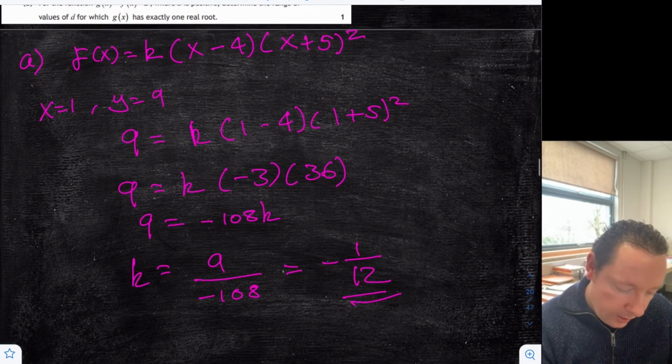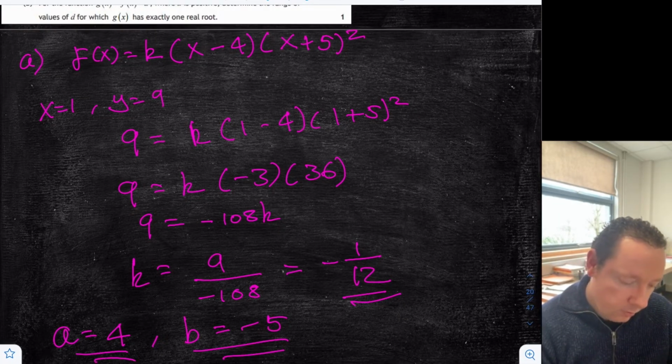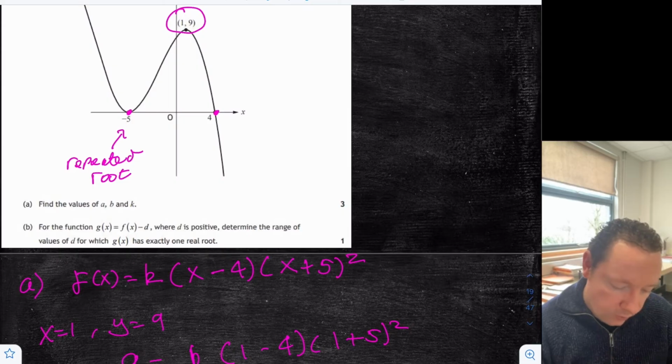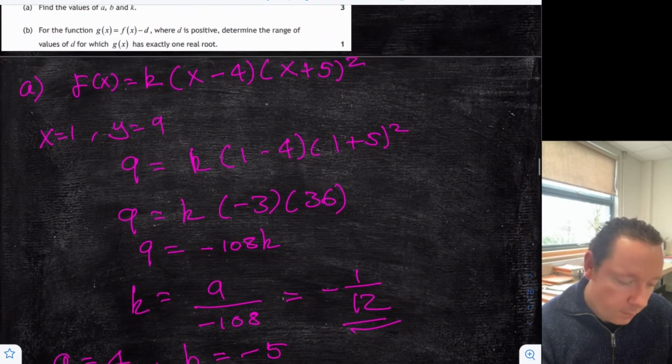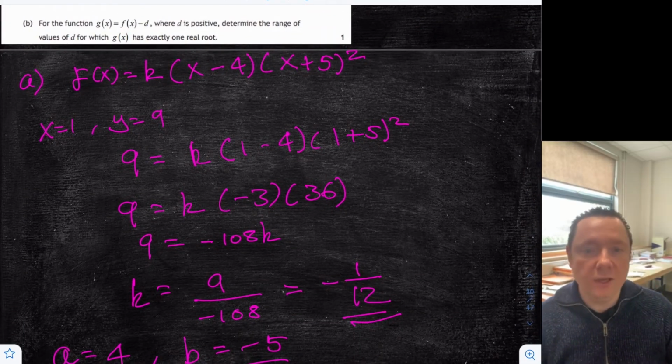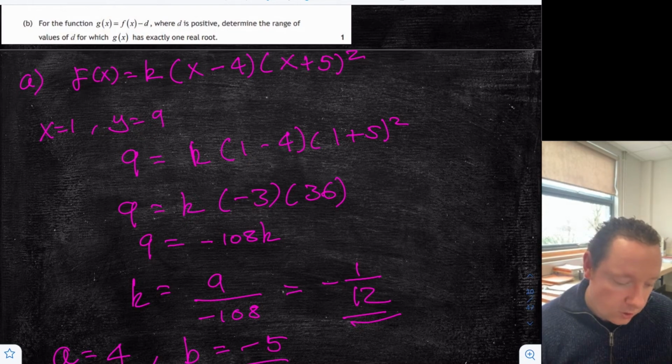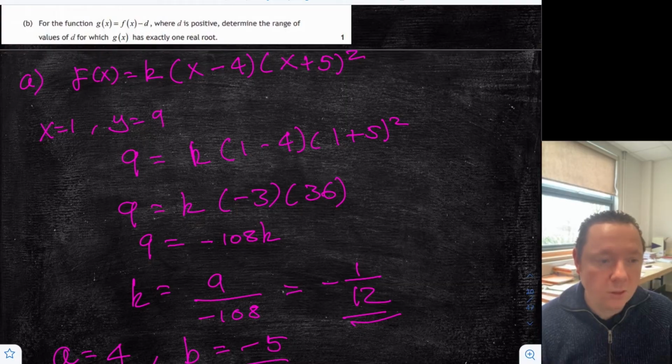We've got a equals 4 and b was equal to minus 5. Remember, from our roots, 4 and minus 5. So we're done there. Part B says, for the function g of x equals f of x minus d, where d is positive, determine the range of values for d so that g of x has exactly one real root.